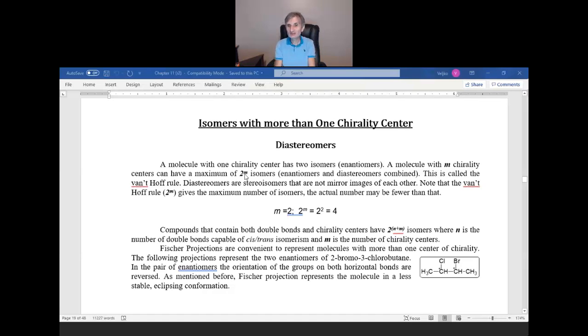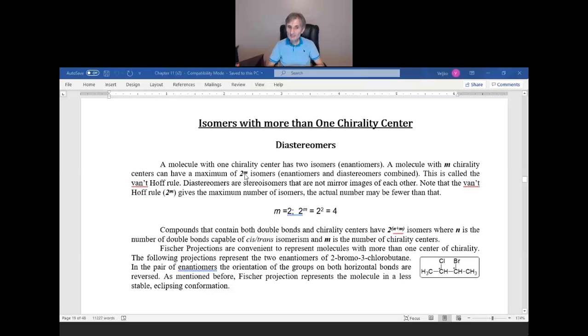And you have seen before with double bonds, if symmetry is present in the molecule, if you can find a plane of symmetry, then the number of isomers is fewer than the maximum number. And so you have to be able to identify that to correctly determine the number of isomers.